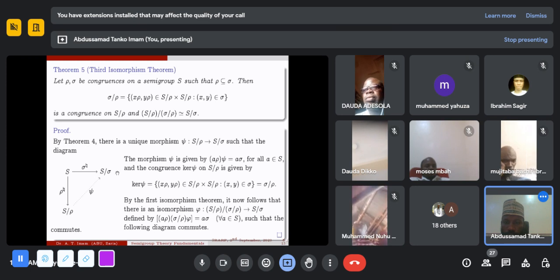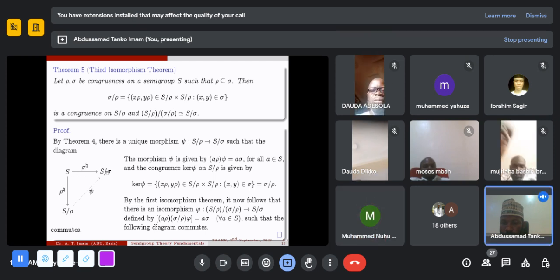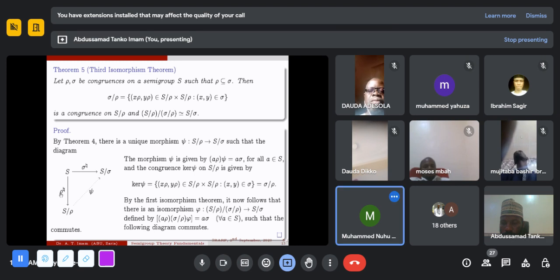And so such that this diagram is commutative, because naturally you have a morphism. So your morphism phi in theorem 4, you regard it as sigma natural, the natural homomorphism of sigma into there. And once there is a homomorphism, and this one is contained inside the kernel of this, because we know that rho is contained in sigma.